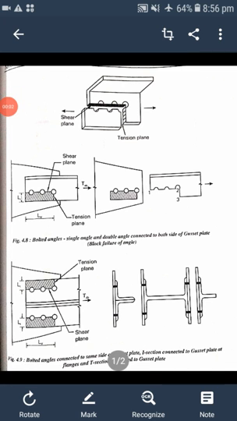In continuation with the previous lecture, block shear failure, or modes of failure of tension members. Here, some examples are being given. These pictures show block shear failure examples. In the first case, a single angle and a double angle are bolted to both sides of a gusset plate, and we see how the block shear may take place.